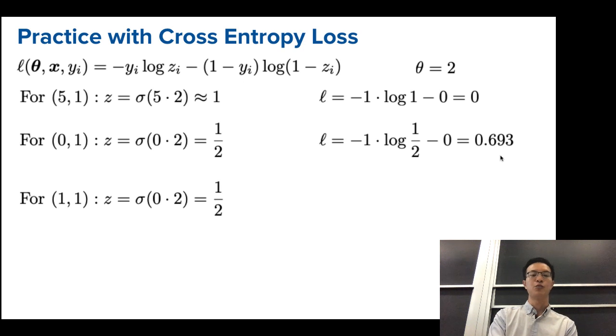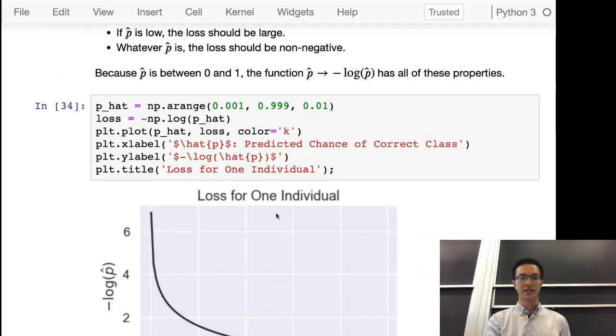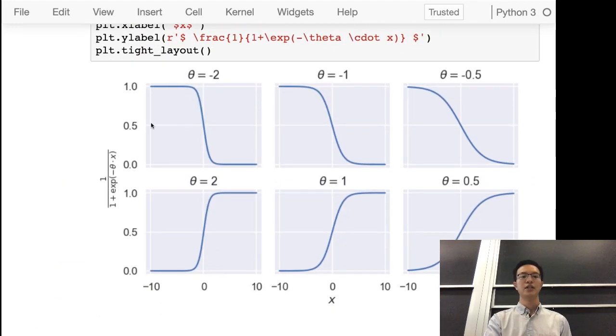It turns out that for 1, 1, we get the same loss. Why do we get the same loss? It's not just because the numbers here come out the same. It's also because our sigmoid function always passes through the point 0 and 1/2. If I go back here and look back at the sigmoid function, all of these functions pass through the 1/2 mark when x is equal to 0. And so the distance from 1/2 to 1 or -1 is the same, and therefore the loss should be the same.